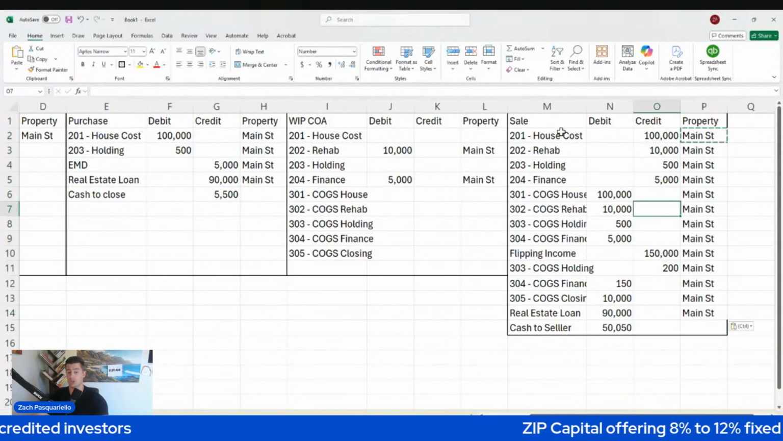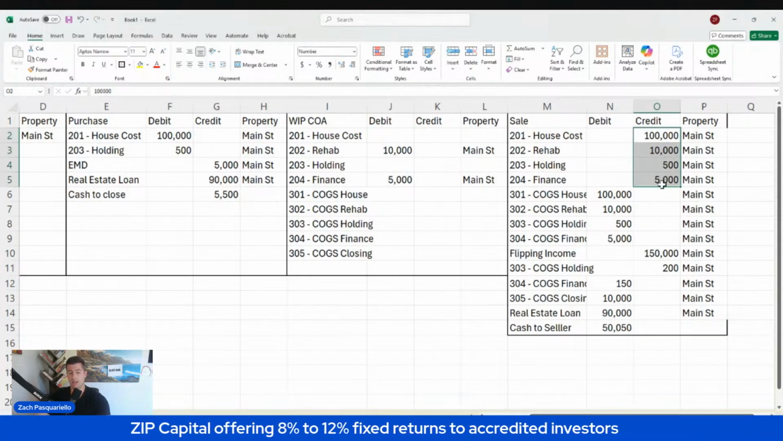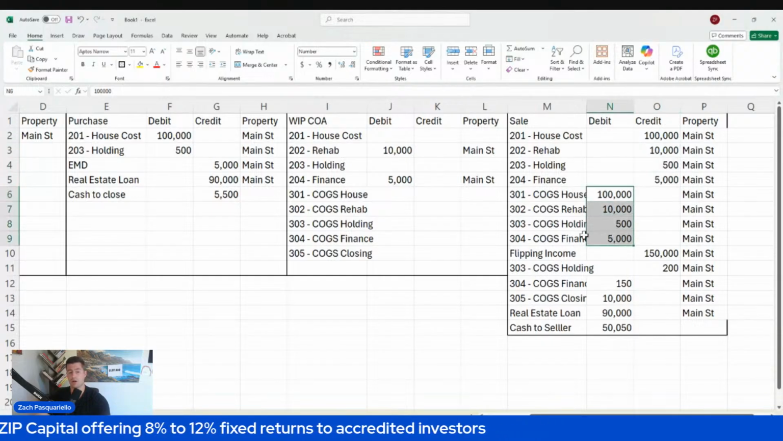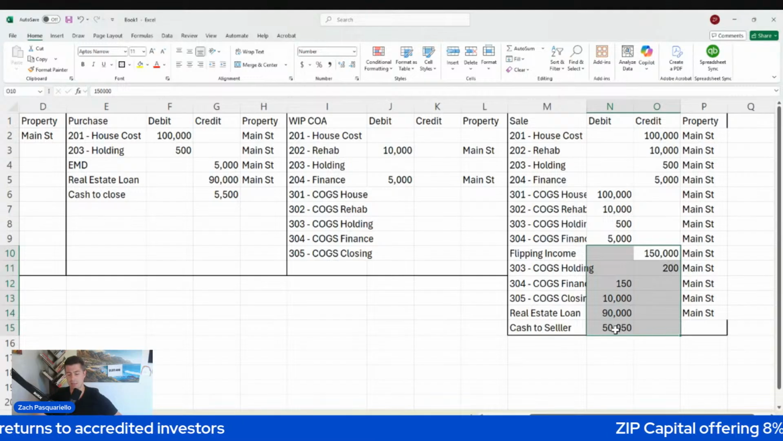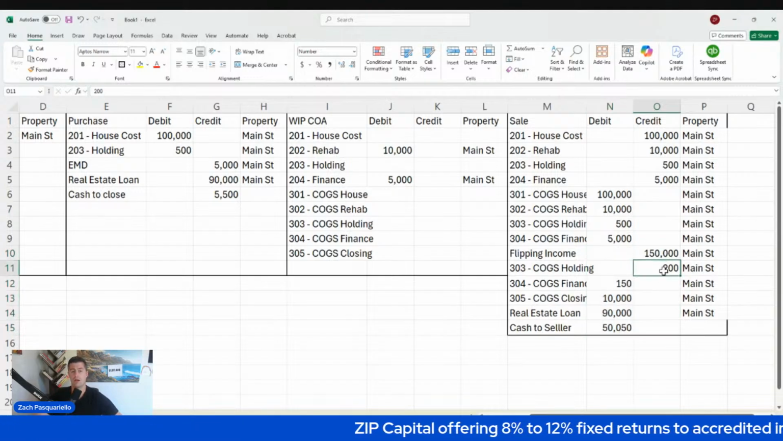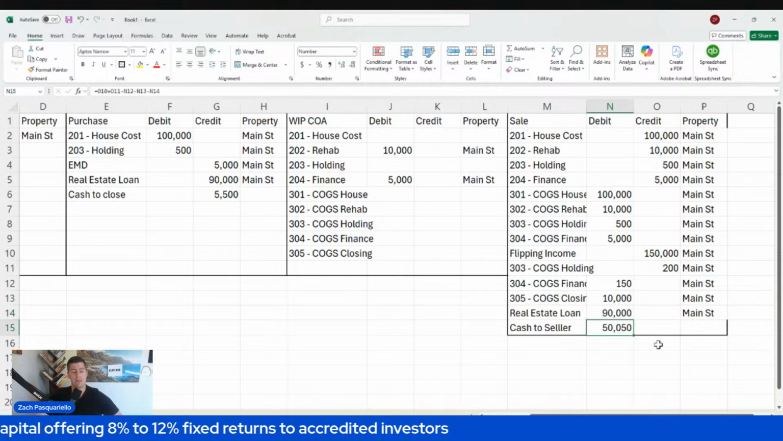This is what it should look like. We're getting rid of the balance sheet. We're getting rid of the property off the balance sheet, crediting all of this. We're debiting the corresponding COGS account. And then I made these numbers up for this example, but we're literally just taking the exact numbers from the HUD, flipping income, reimbursement for property taxes, and then all the closing costs, paying off the real estate loan, and then cash to seller.